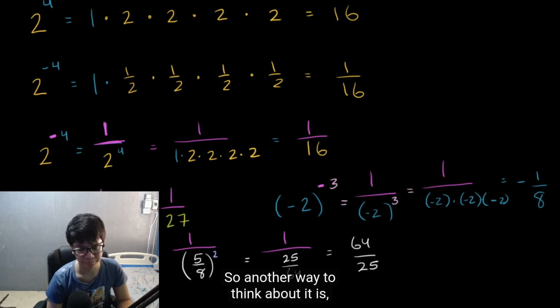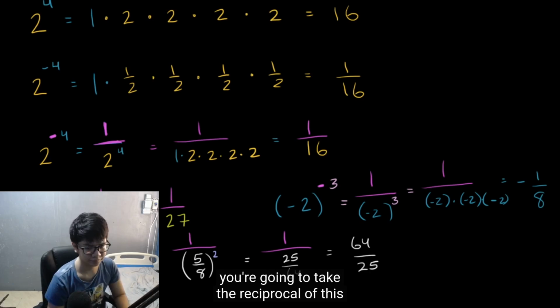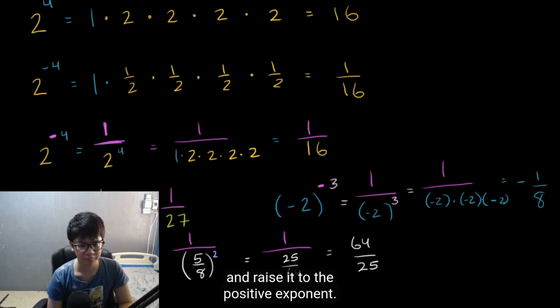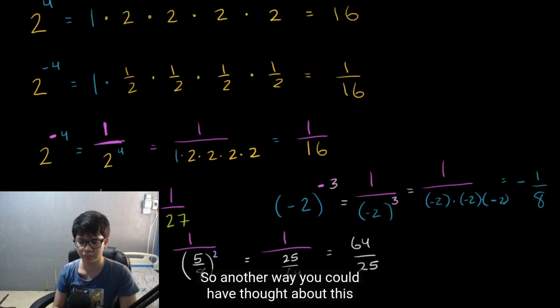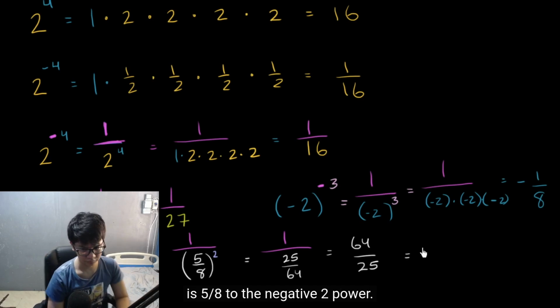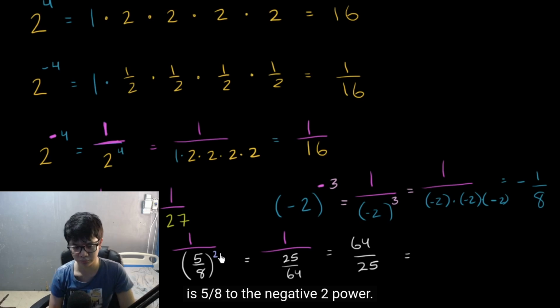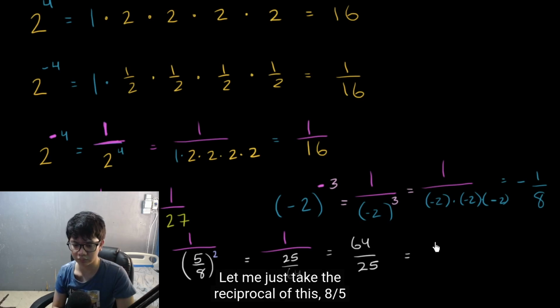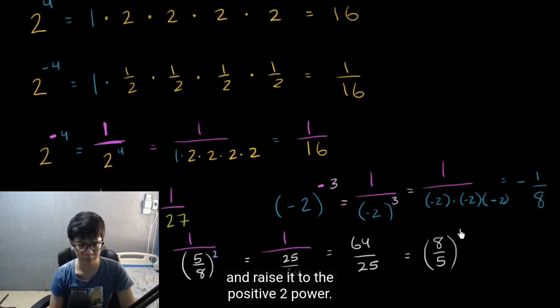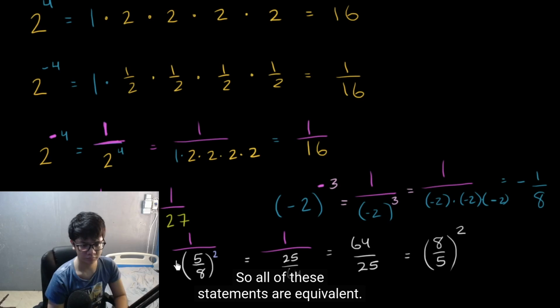So another way to think about it is, you're going to take the reciprocal of this and raise it to the positive exponent. So 5/8 to the -2 power, let me just take the reciprocal of this, 8/5, and raise it to the positive 2 power. So all of these statements are equivalent.